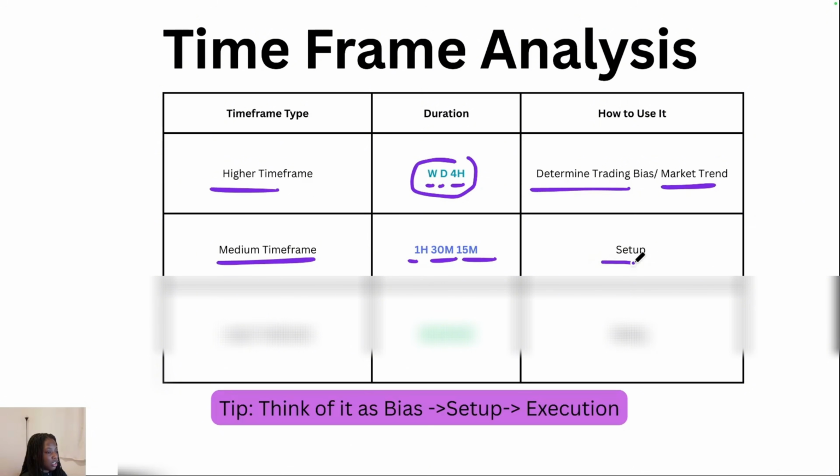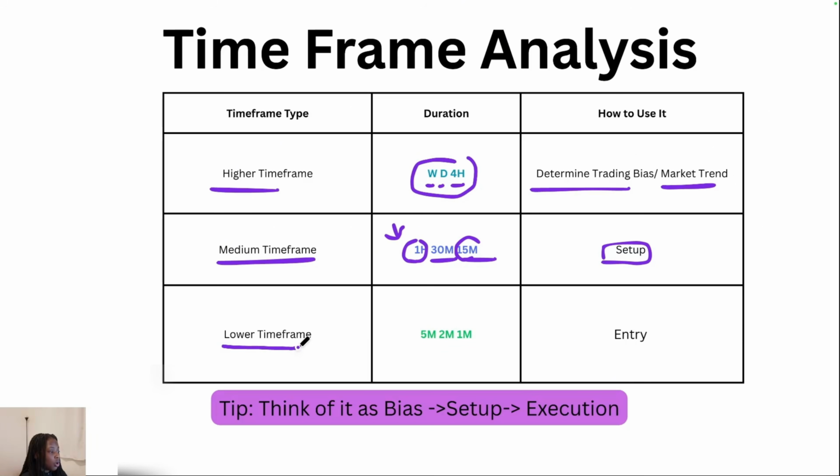Now you have the medium time frame, which is like the 1 hour, 30 minute, 15 minute. You use it to develop your setup. I personally use the 1 hour time frame and the 15-minute time frames to build my setup. I have videos going over the 15-minute strategy. I'm yet to make the video around this 1 hour key level time frame because that's where I get my key levels from to trade. But you use the medium time frame to get your setup, whether you're trading breakouts, break and retest, price action, SMT, fair value, whatever it is.